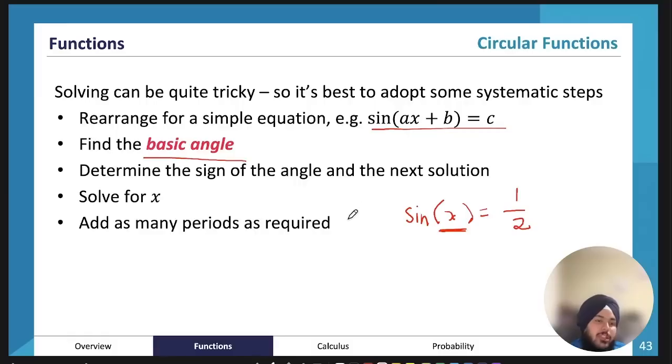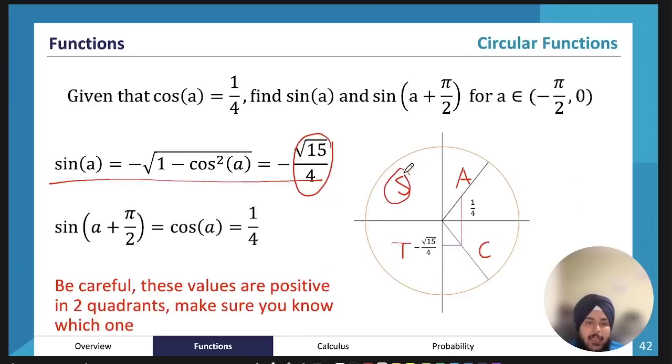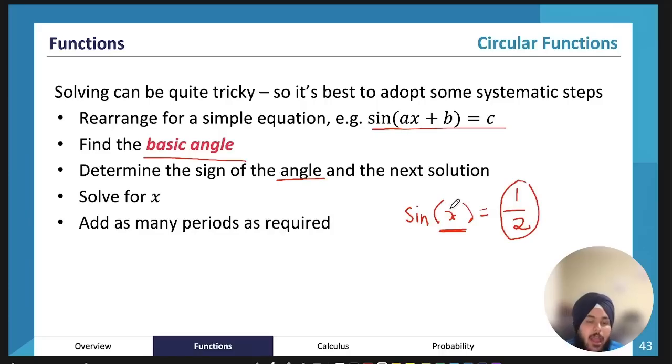And then you need to determine the sign of the angle. So what is the sign here? In this case, let's say it's positive. Then you're finding the values where sine is positive, and we've determined that that is going to be in the first and second quadrant. So we're finding all the values for sine of x in the first and second quadrant for which it is equal to half. So the base angle here is going to be pi on 6.